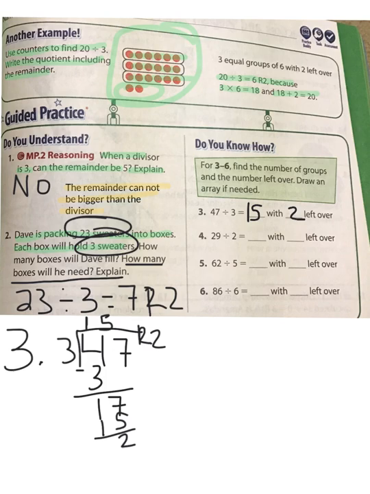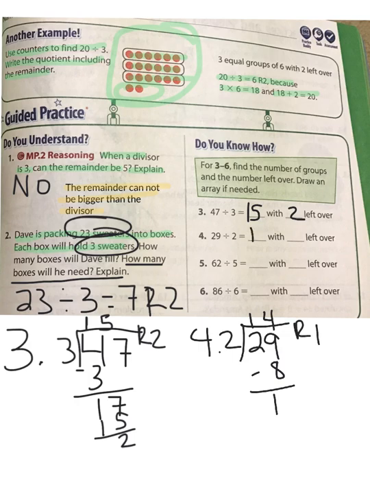Number 4. We have 29 divided by 2. Well, I know that 2 goes into 2 once, and 2 goes into 9 4 times. 2 times 4 is 8. We're going to subtract, and we're going to get a remainder of 1. So we have 14 with a remainder of 1 left over. I'm also going to provide you with some chips or counters to arrange if you need them to help you. Number 5, I'm going to do mentally.